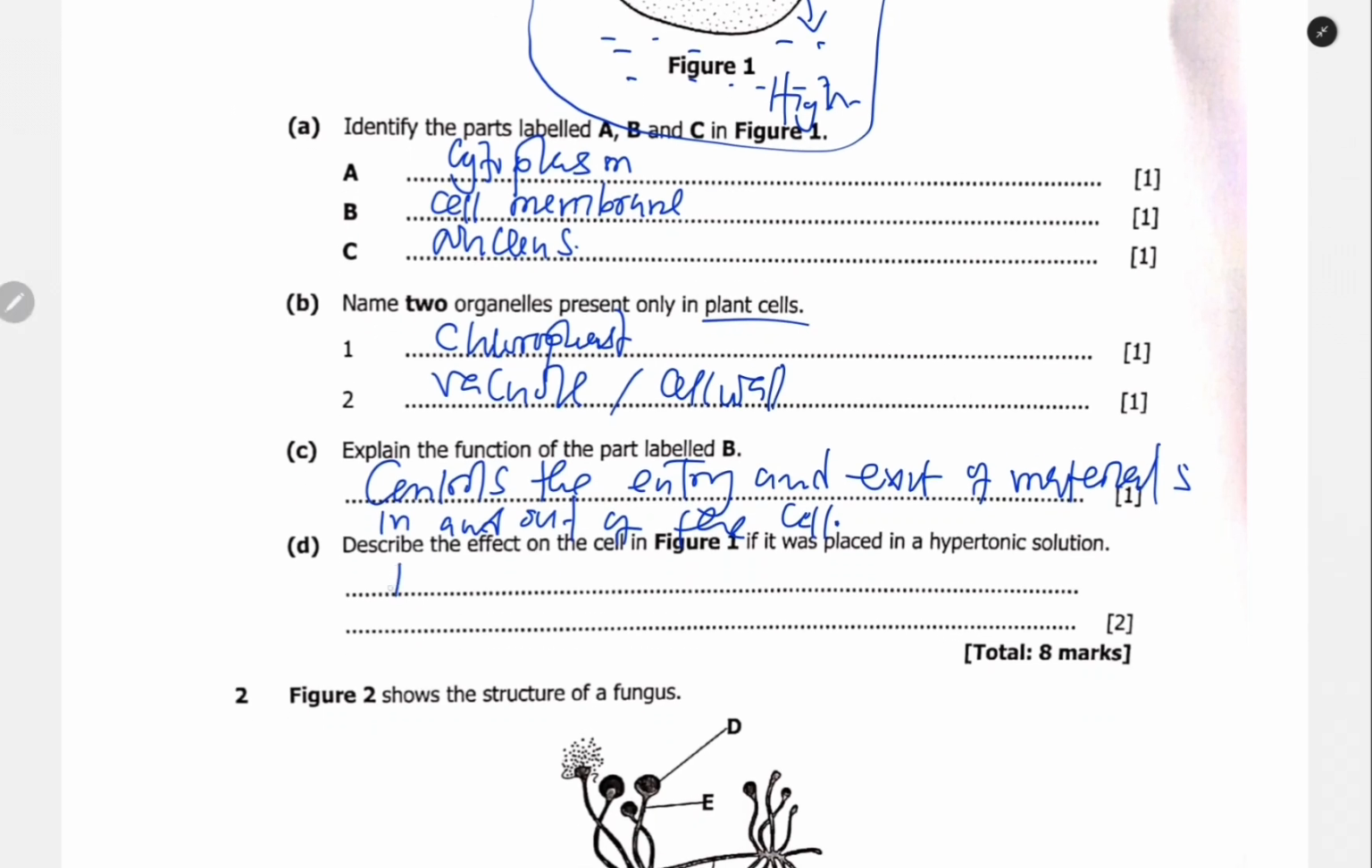So the cell would lose water by osmosis and become crenated. Okay. So that is the answer to this.